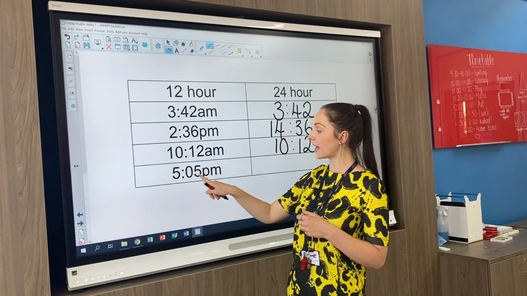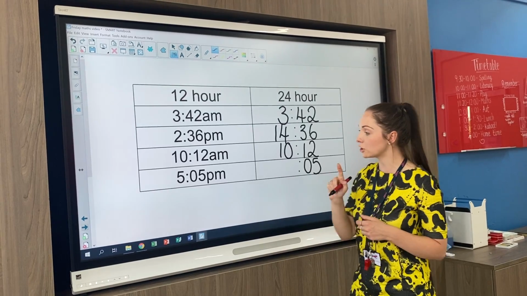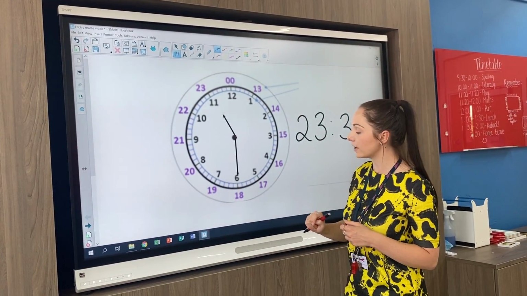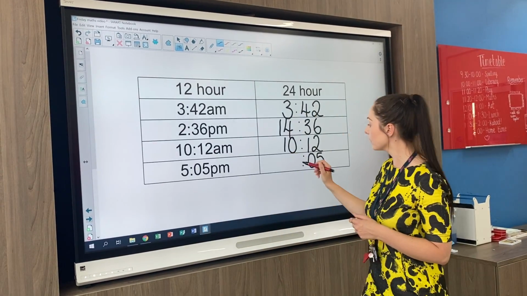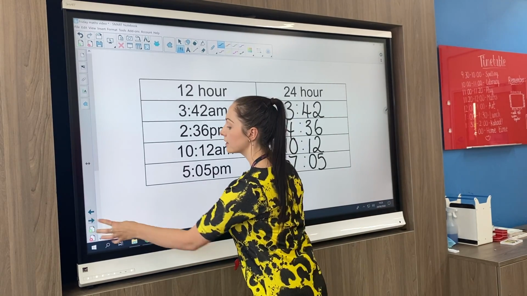And then this one is 5:05. So again, I know my minutes aren't going to change, and I'm going to flip back and have a look at what 5 is. So 5 is 17. So it'd be 17:05. Okay? Let's have a look at a few more then.